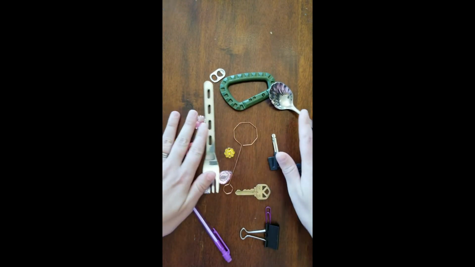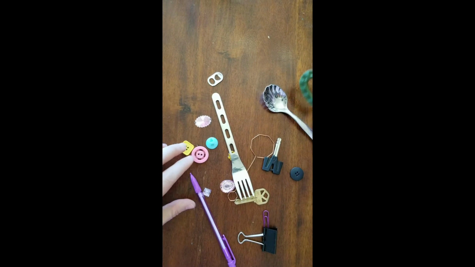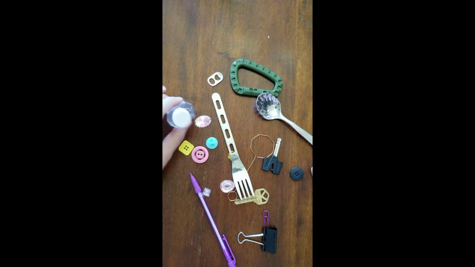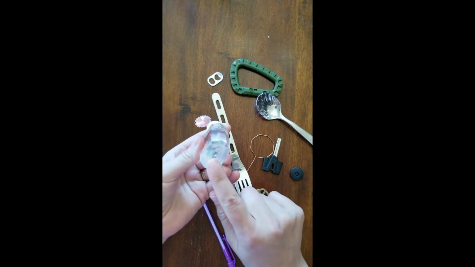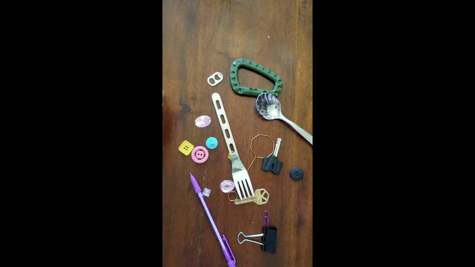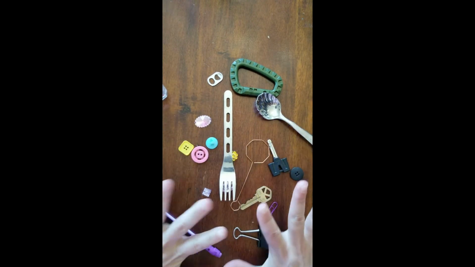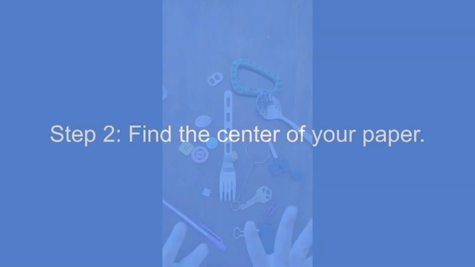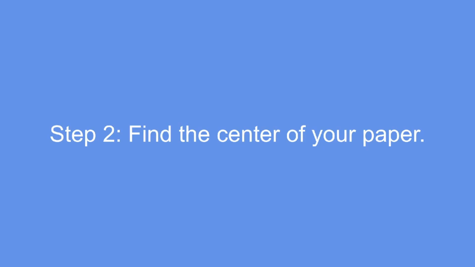So here's some of the things I found when I went hunting around my house. I found a carabiner. I found a funny shaped spoon. I found hand sanitizer. That's right, hand sanitizer. I thought that actually had a cool shape for the top, for a circle, and also for the bottom. So just go around, gather some cool items.